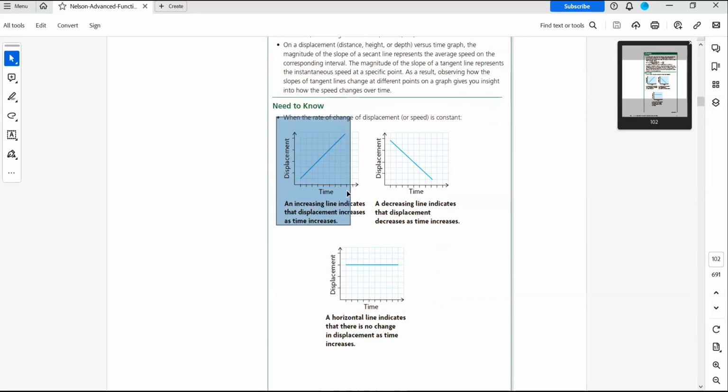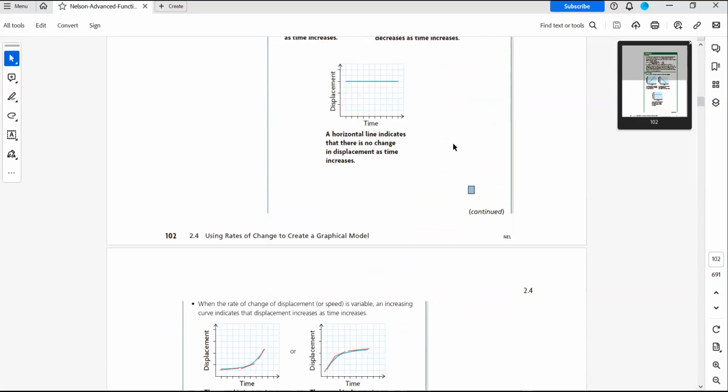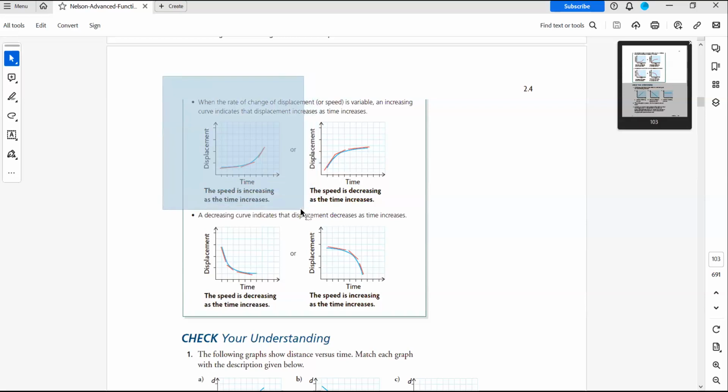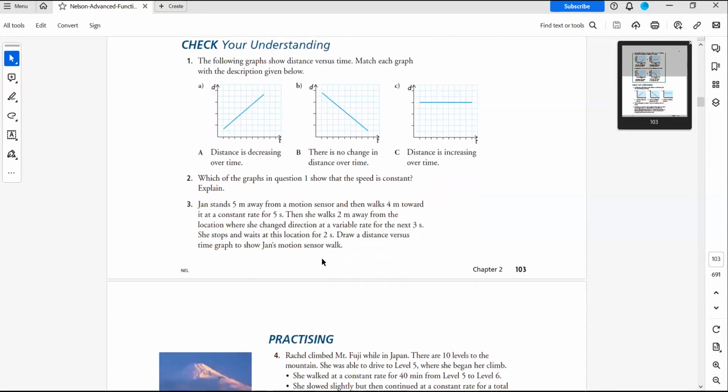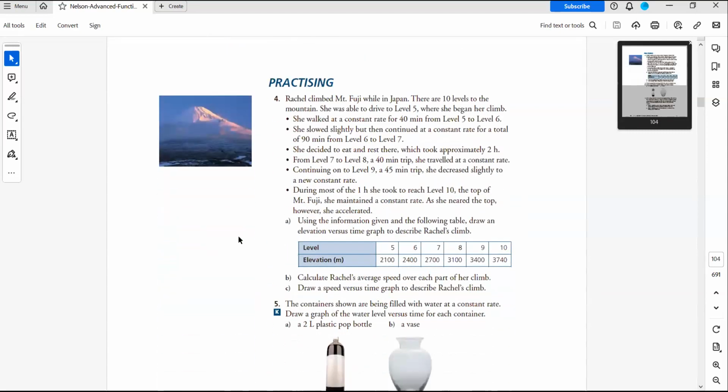We can see in this example that displacement is increasing, so we are walking away. An increasing line indicates that the displacement increases as time increases. A decreasing line means displacement decreases as time passes. And a horizontal line means that displacement is not changing over time. If the displacement graph is not a straight line, but rather a curve, it means the speed of our movement is changing. We are walking away faster or slower, just as in the examples that we covered today.